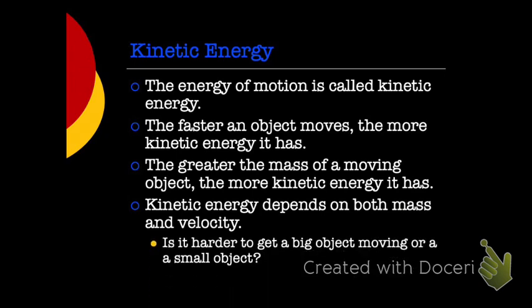Okay. So I want you to answer this question. Is it harder to get a big object moving or a small object? Let's say we've got a big boulder and a small rock, small stone. Which of those is harder to put into motion? Big. Why is that? It has more mass. It has more mass, right?